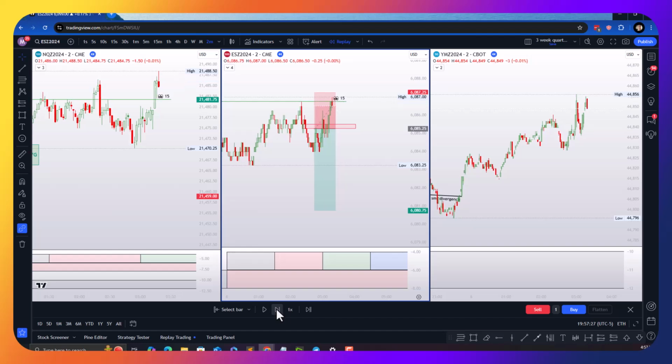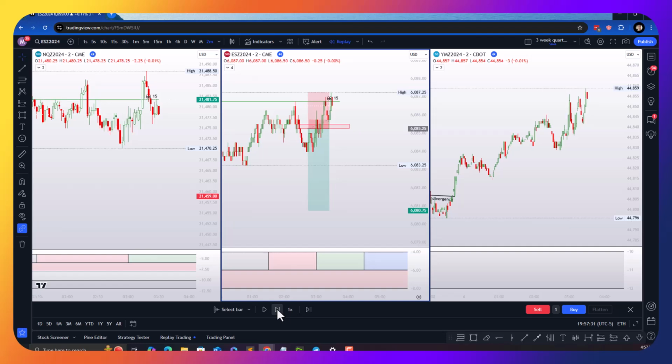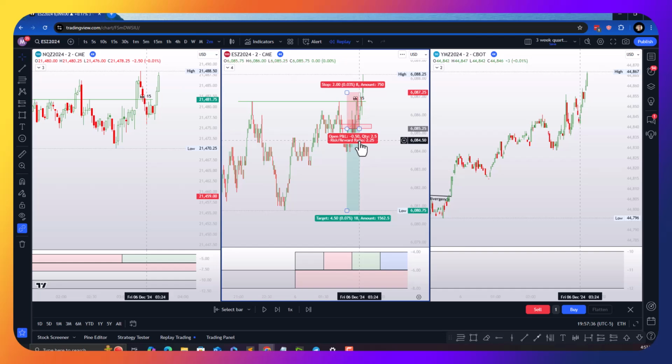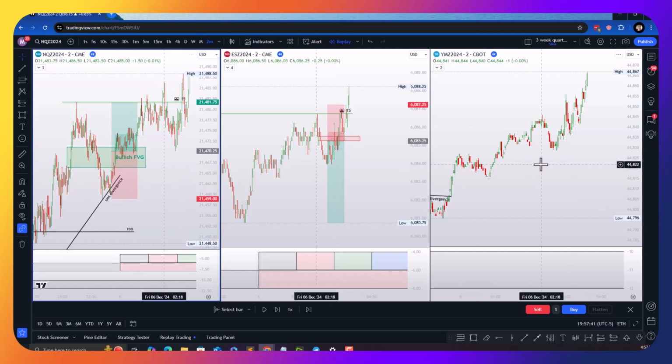Oop. Close one. But yeah, that looks like we got stopped out. Let's just see what we do. What time is this? This is 3 a.m. All right, let's see what else happened.